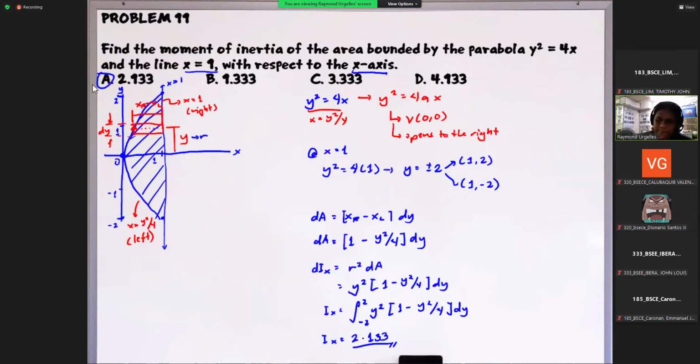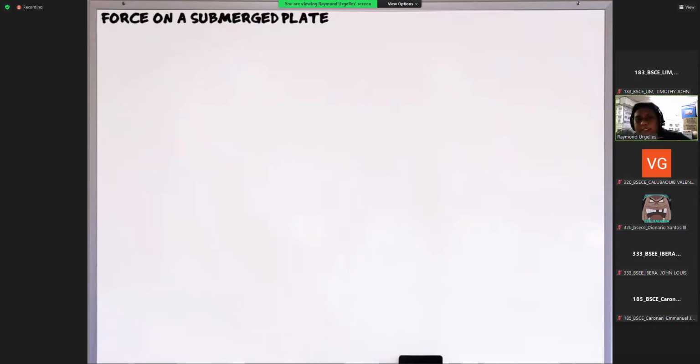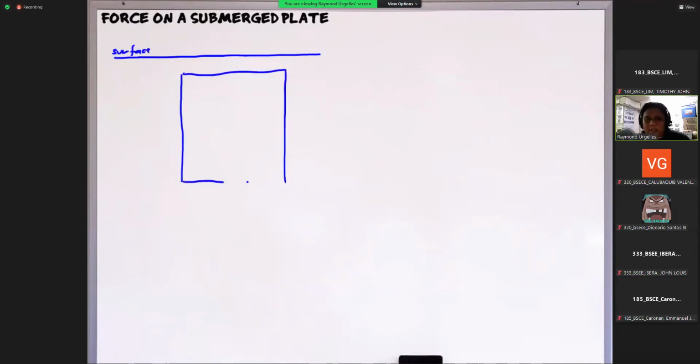So next, force on a submerged plate, diba? Or yung tinatawag natin na fluid force. Okay? Nakuha ba? So dito basic lang yung idea natin, diba? Let's say ito yung surface natin. So this is the fluid surface. So tapos merong nakalubog dito na plate, diba? Okay? Yung idea kasi natin dito, diba? Imagine nyo ito yung side view ng plate natin. So this is the side view of the plate.